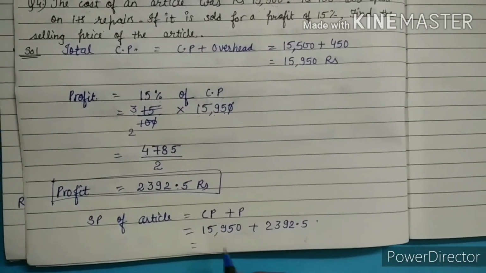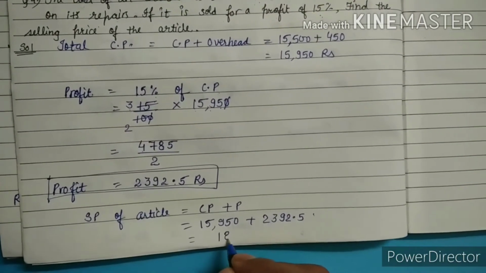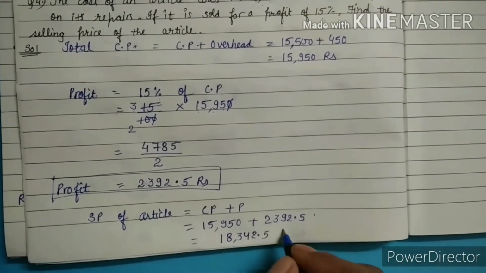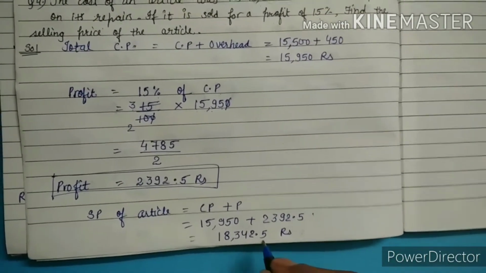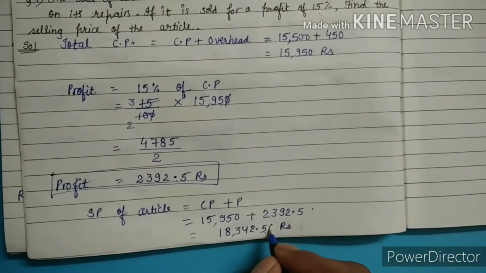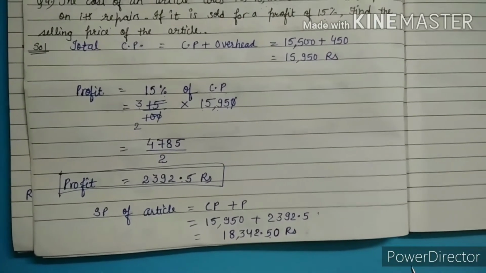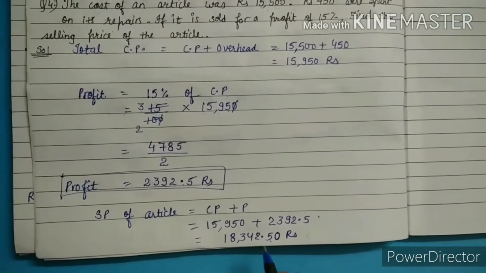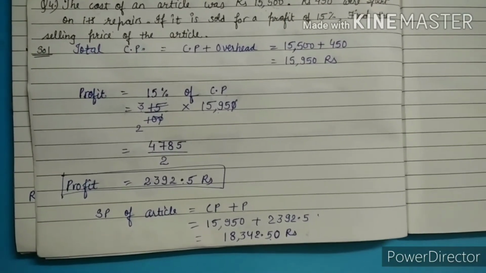After adding them we will get 18,342.5 rupees. Again one digit is there, so we will put one more digit, so it will become 18,342.50 rupees.